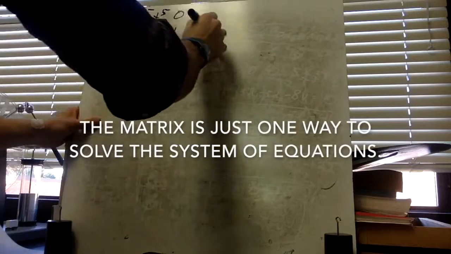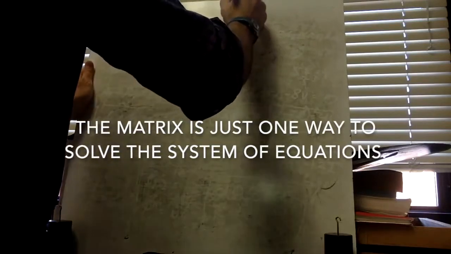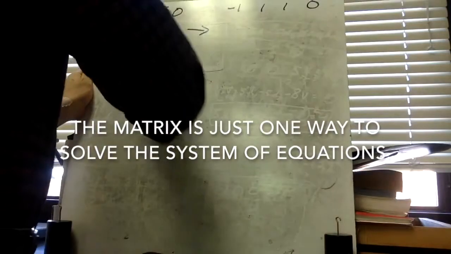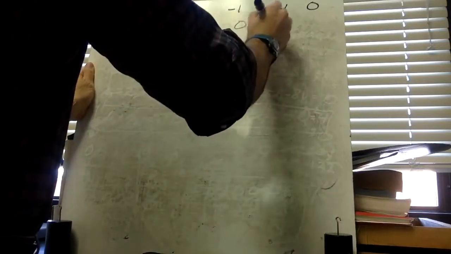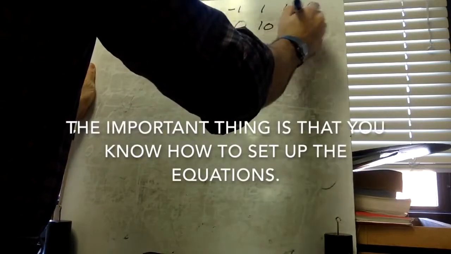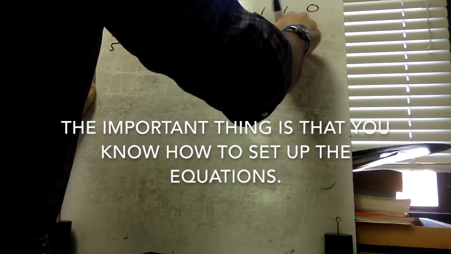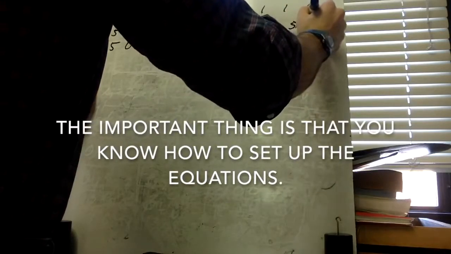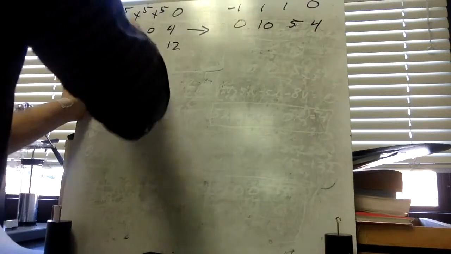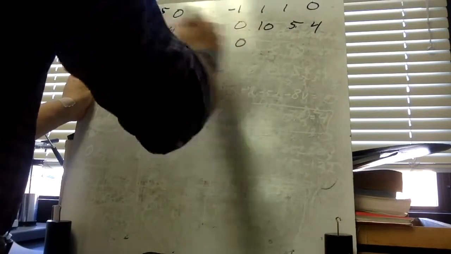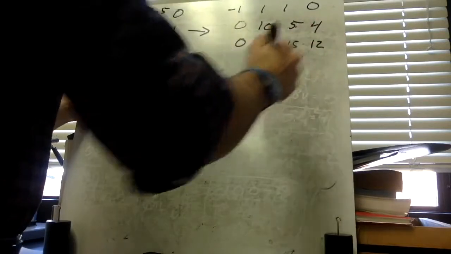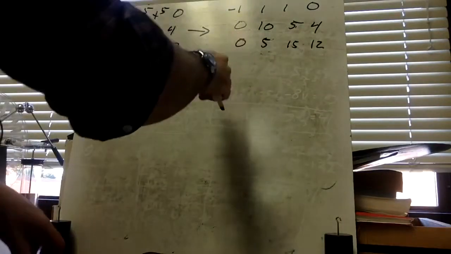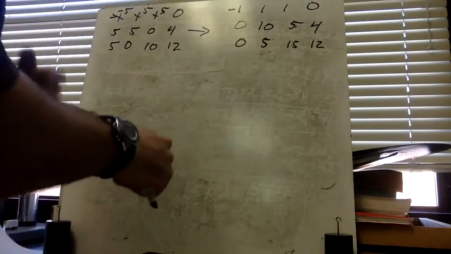So then over here, my next, I can leave the top. And then adding this, -5 and 5 is 0, 5 and 5 is 10, 5 and 0 is 0, or sorry, 5, of course. And then that's still 4. Adding -5 and 5 is 0. 5 and 0 is 5. 5 and 10 is 15. And then that's 12. Good. So now I've got zeros here. Now I want to get a 0 here.